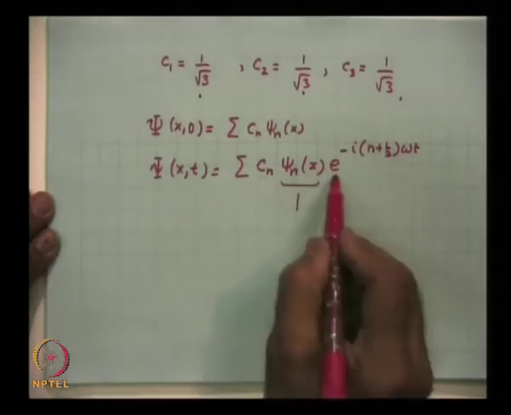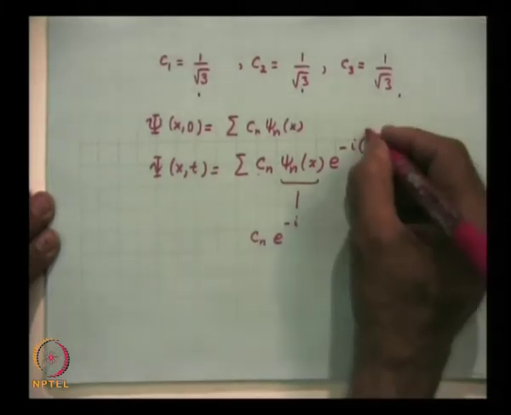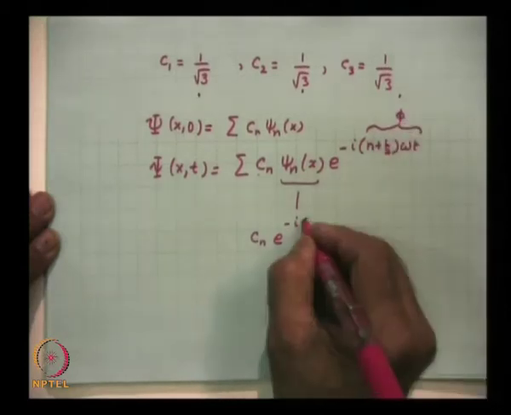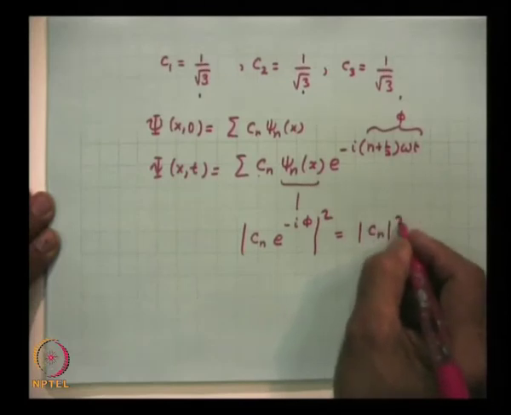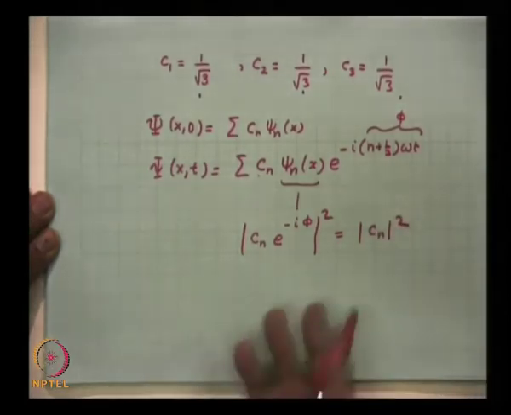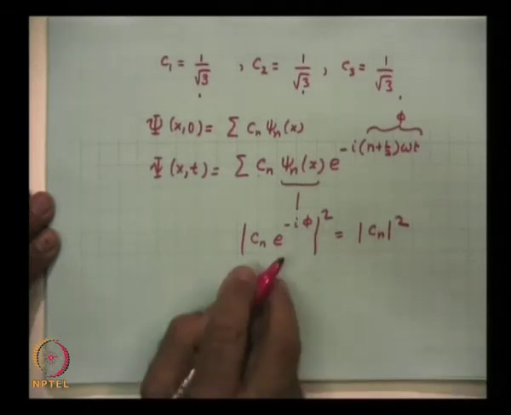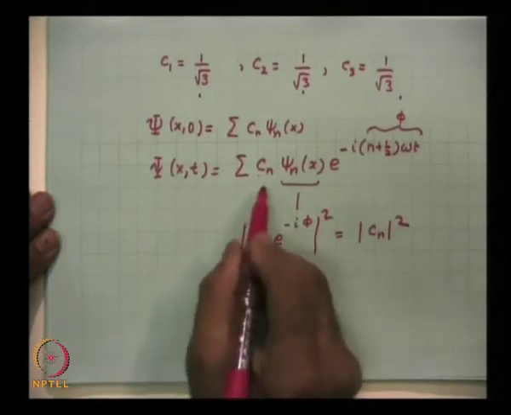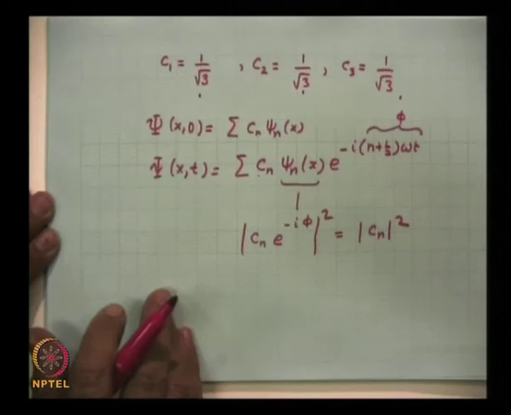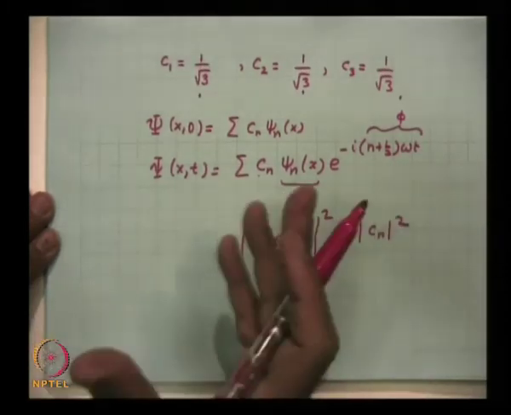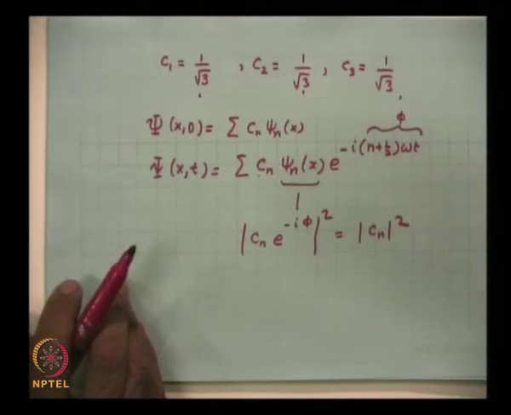So, Cn times the exponential factor, let us suppose this I write as phi. So, e to the power of minus i phi, the modulus square of that is mod Cn square. So, phi depends on time, but that does not change with time, but different states will superpose with different phases at different times, and I will tell you a consequence of that.